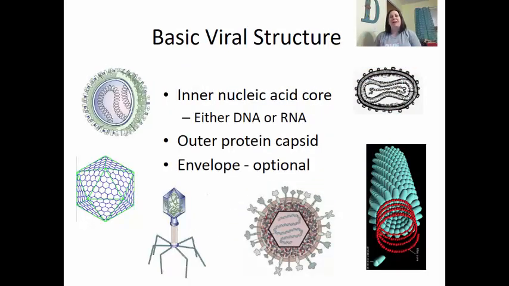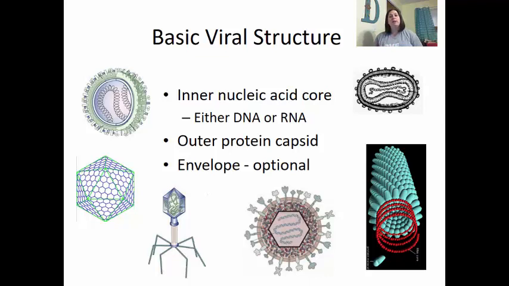So let's look at some basic viral structures. A virus is always going to have an internal nucleic acid core. This nucleic acid core could either be DNA or RNA. It could be double-stranded DNA, double-stranded RNA, single-stranded DNA, or single-stranded RNA. It has lots of variations of either having that DNA or RNA molecule. But it only has one type. It does not have DNA and RNA. It has one or the other.